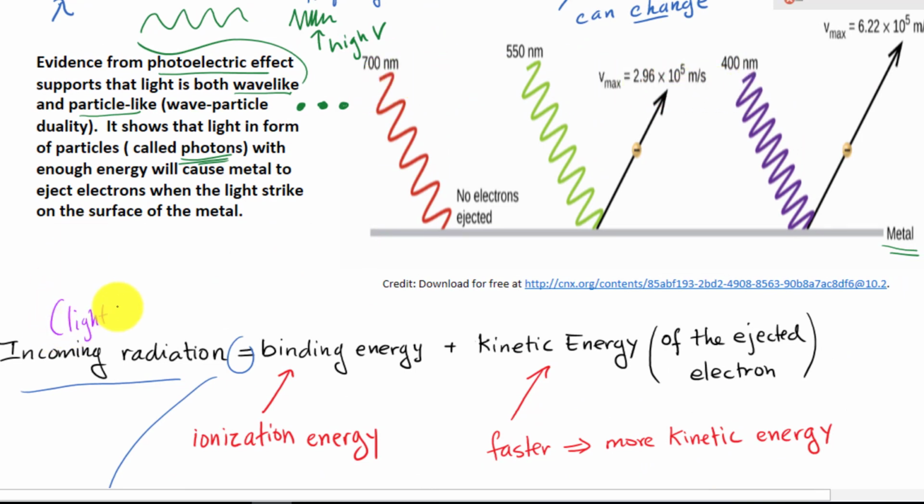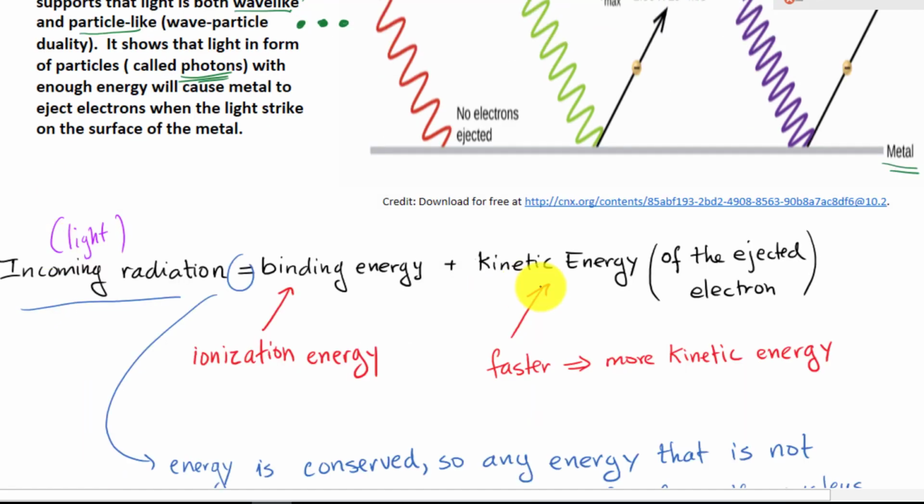So for incoming radiation, we know that energy is conserved in this whole process. Whatever energy you input will equal the energy put out. In this case, we have binding energy, and with the word binding, think of an electron bound to an atom's nucleus. We call that ionization energy as well. So binding energy is another term for ionization energy. Now, the energy used to break this electron from an atom gives it kinetic energy, which is the energy of motion. In terms of motion, the faster it goes, the more kinetic energy it has.